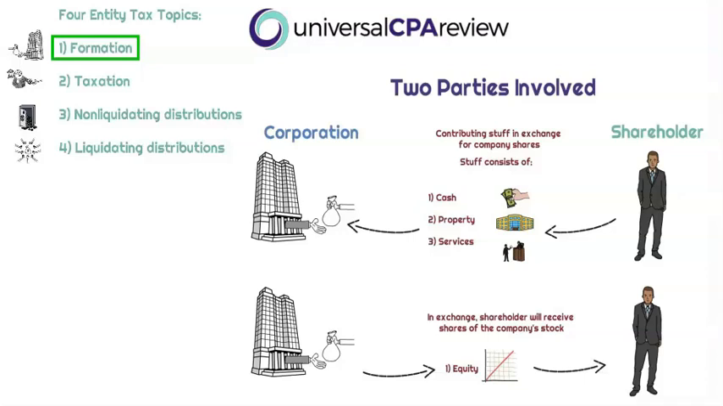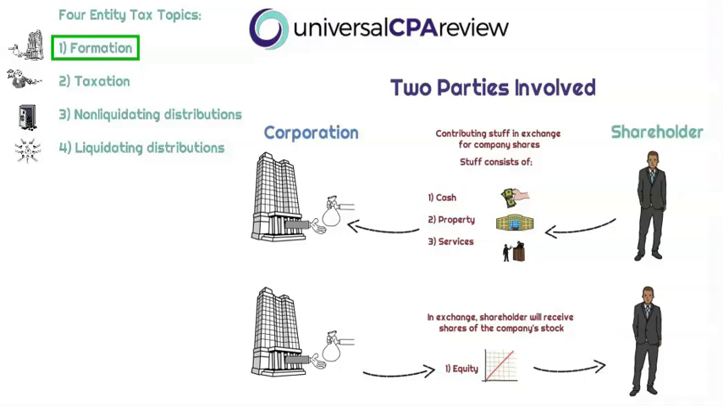Alrighty, so what you need to know for the exam is this. We have two parties that are going to exist within this formation. We have the C corporation itself, obviously, and we have the shareholders, okay? So this is going to remain constant throughout all of our entities, more or less. So when it comes to formations of corporations, regardless of this being a C or an S corporation, ultimately what's happening here is that shareholders are going to be contributing stuff to the corporation in exchange for shares of stock in the company. So that is very vague, right?